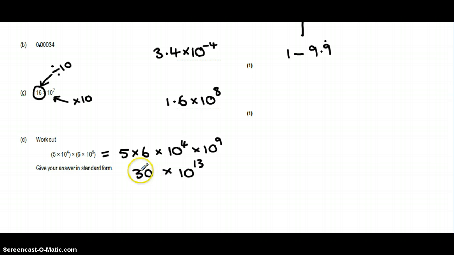We've got the same problem. This number here is not in standard form, so we're going to need to divide it by 10 to make it 3, which means we have to times this by 10 to make it 10 to the 14. So the answer to this calculation here is 3 times 10 to the 14. Quite a big number. Hope that helped.